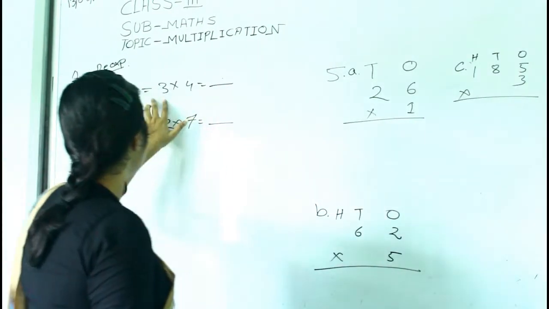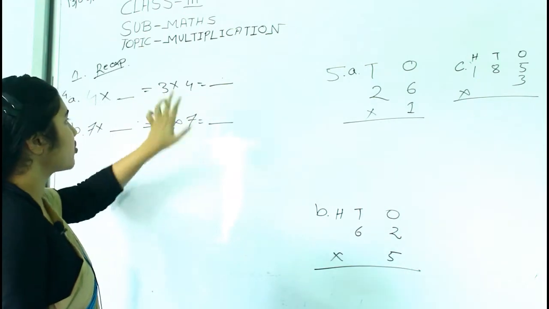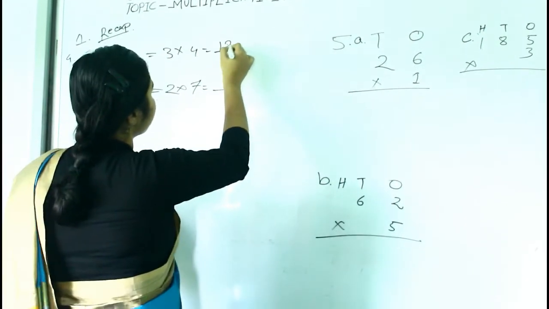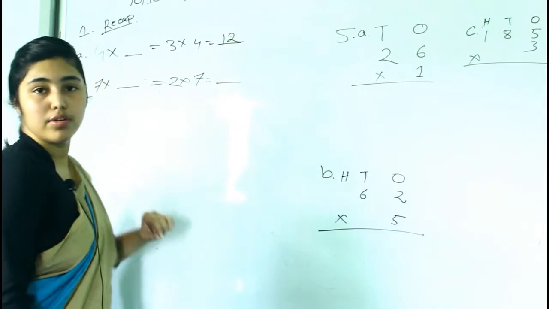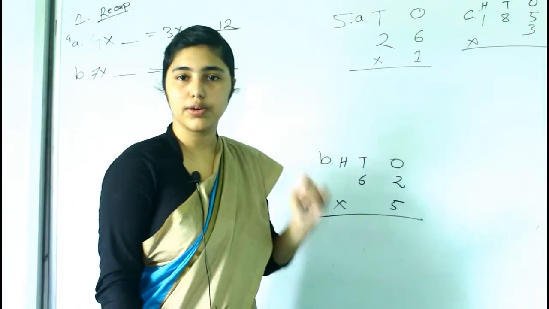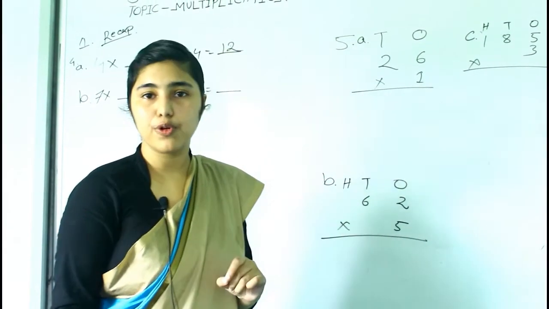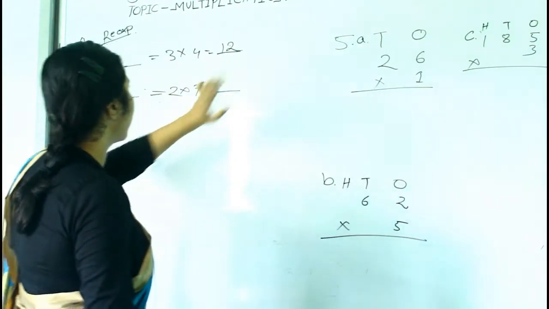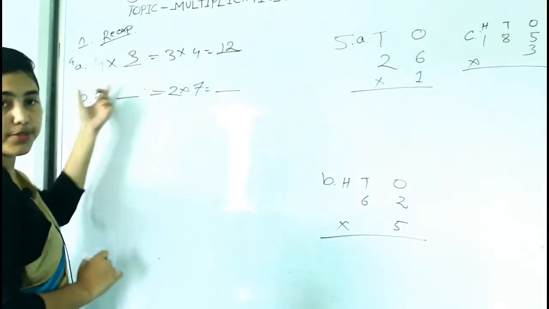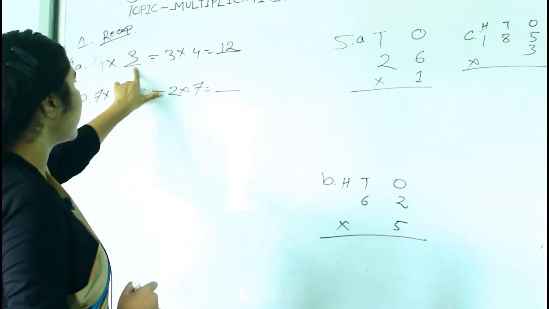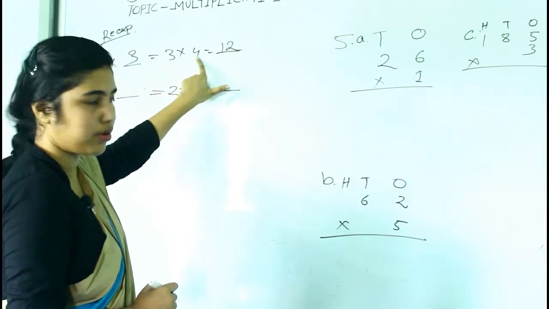Now from the table of 3, we know that 3 fours are 12, right? Now from the table of 4, 4 ones are 4, 4 twos are 8 and 4 threes are also 12. Which means 4 into 3 is equal to 3 into 4.